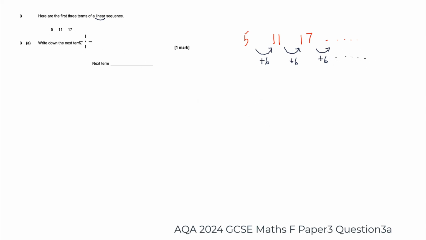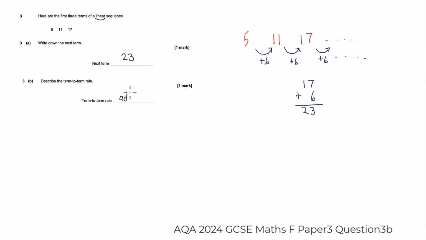So it says write down the next term. Well, we'd have 17 plus 6. And that'll give us 23. So the next term is 23. Now let's look at part B. In this case it says describe the term-to-term rule. And we've just figured that out. It's add 6.